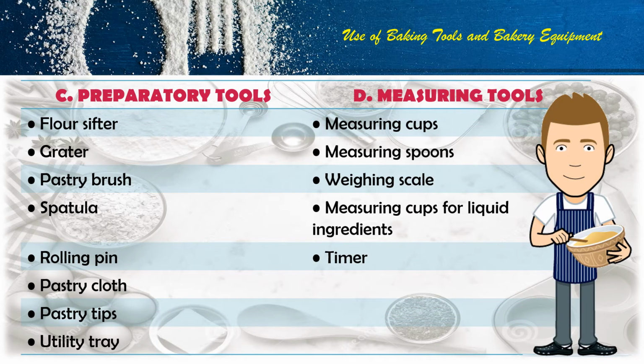Next is the preparatory tools. The tools that we have in preparatory tools are the flour sifter, grater, pastry brush, spatula, rolling pin, pastry cloth, pastry tips, and utility tray. And we also have the measuring tools. These tools are used for measuring the ingredients. So we have the measuring cups, the measuring spoons, the weighing scale, measuring cups for liquid ingredients, and the timer.